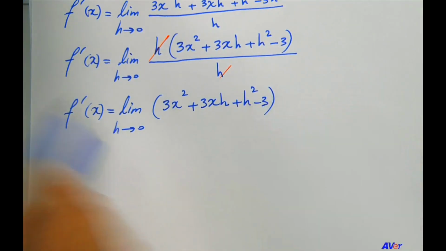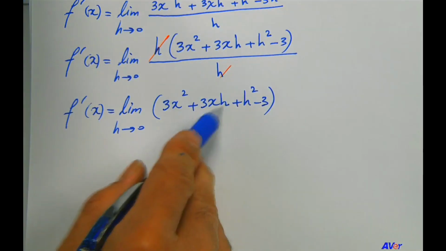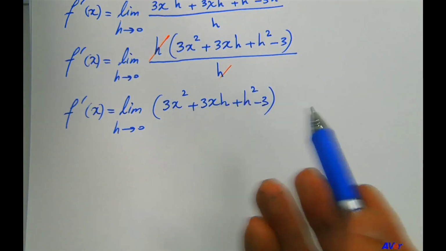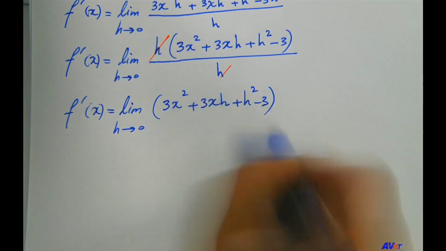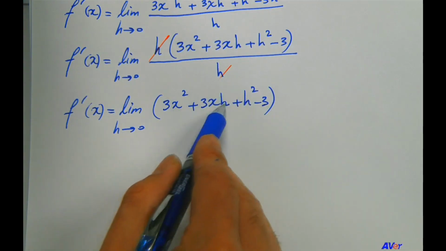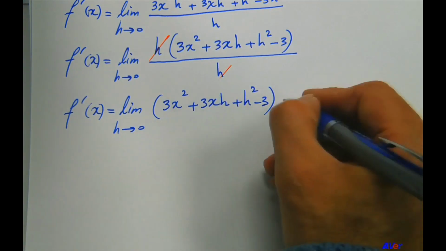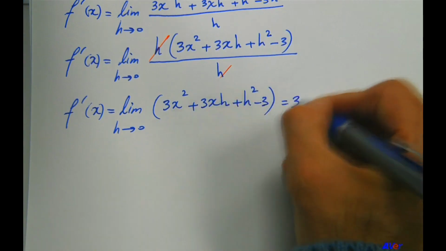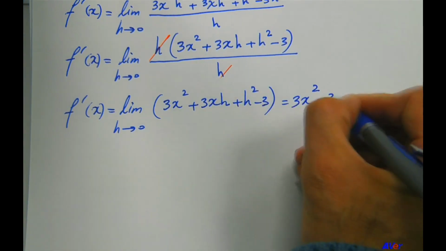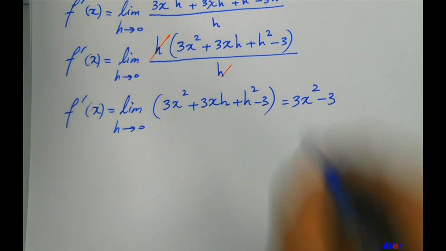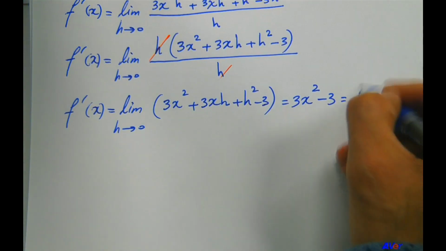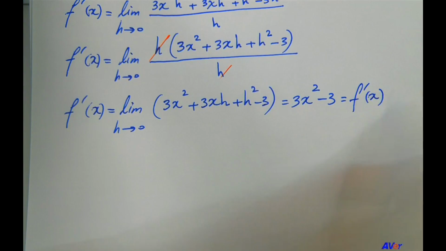And now let's apply the limit, which means substitute for h with 0. What do we end up with? These two terms drop out when you replace h with 0. We're going to get 3x squared minus 3. Right? So this is f prime of x. This is the first derivative.